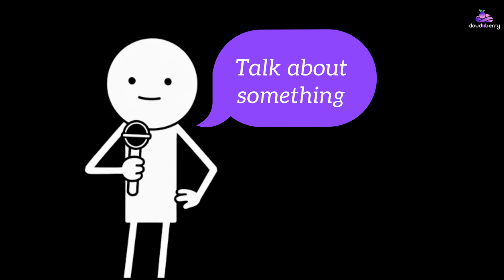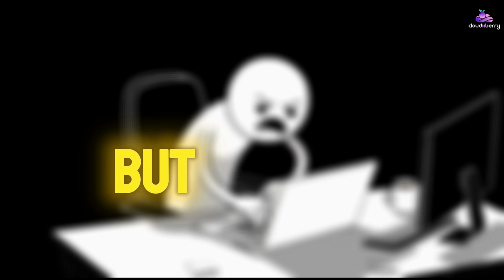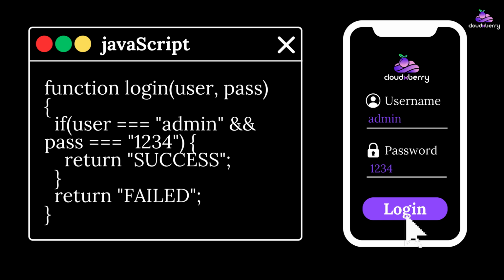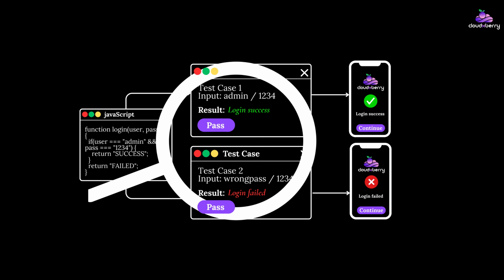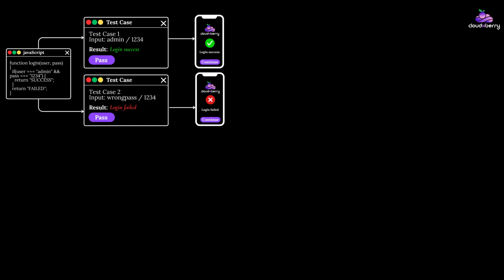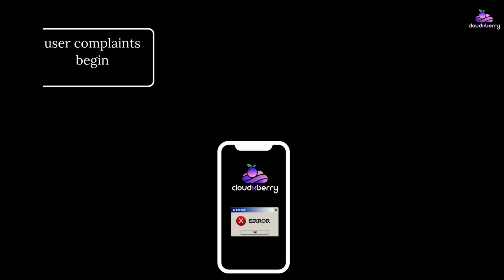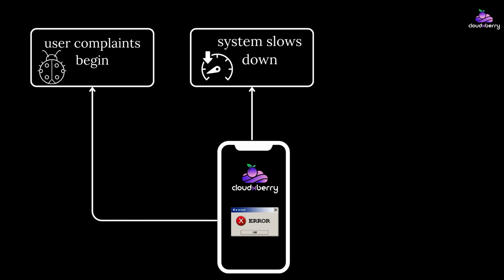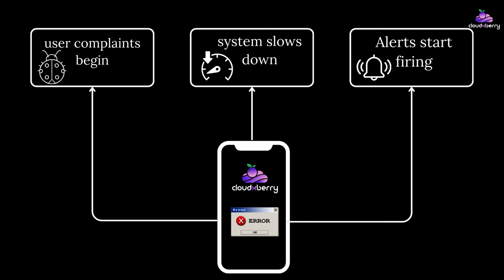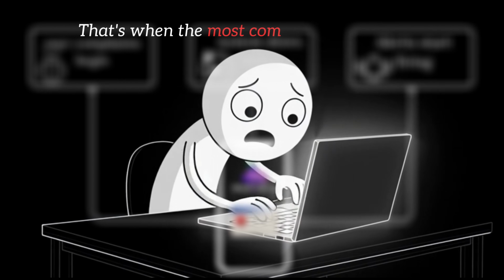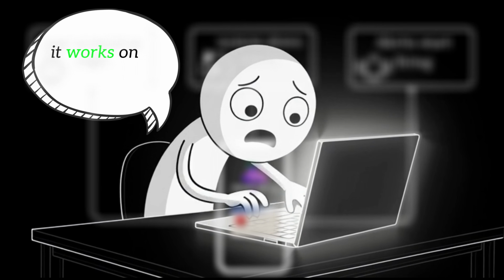Let's talk about something every developer eventually faces, but no one really explains properly: production. Your code works, you tested it, everything looks perfect, and then you deploy it, and suddenly things start breaking. Users report bugs, performance issues appear, alerts start firing, and you're left wondering what actually went wrong. And that's when the most common line shows up: "It works on my machine."